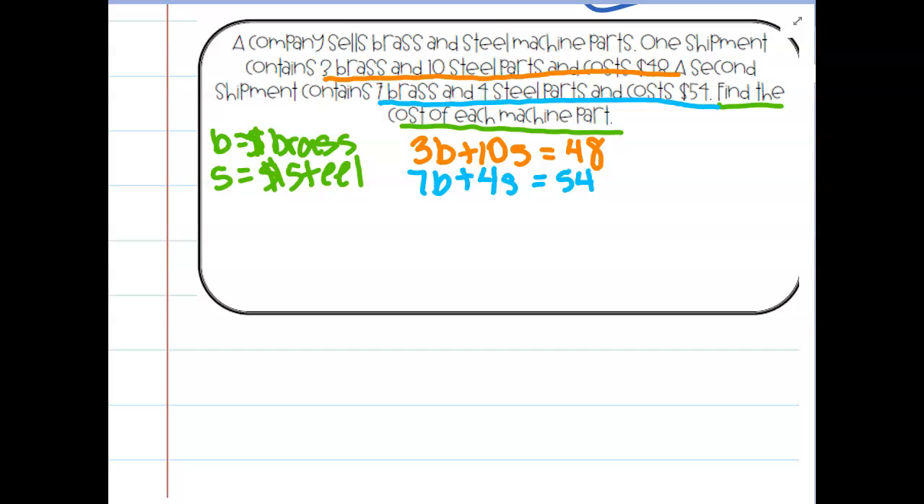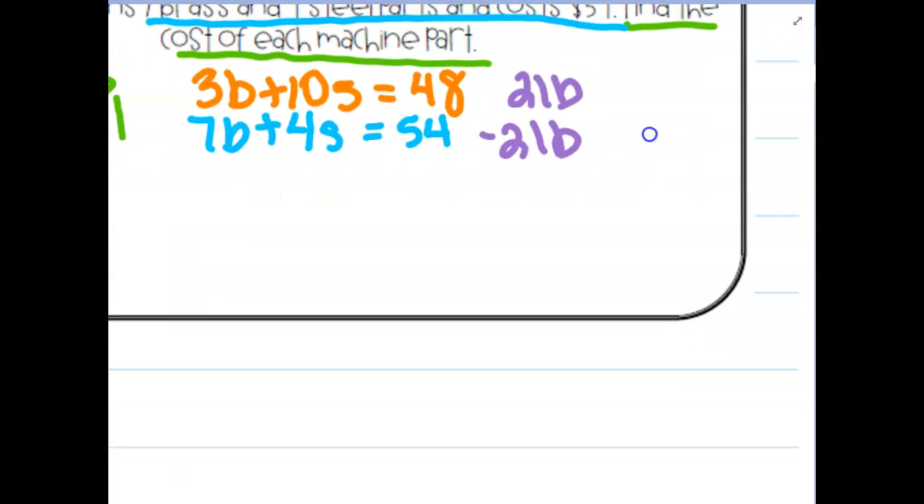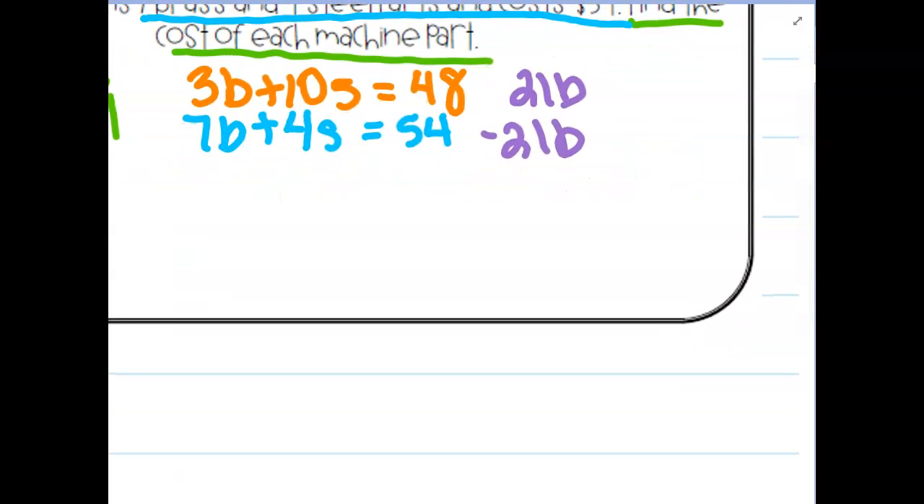21. Now remember, I don't want them both to be 21B because those aren't going to cancel out. I need one to be a 21B and one to be a negative 21B. It doesn't matter which one you make positive, which one you make negative, but one of them has to be positive, one of them has to be negative. So for the first equation, how do I go from 3B to 21B?